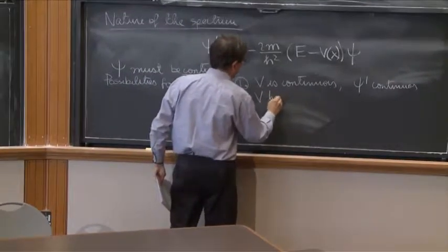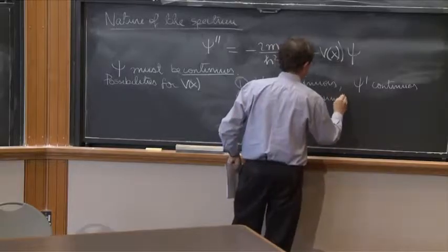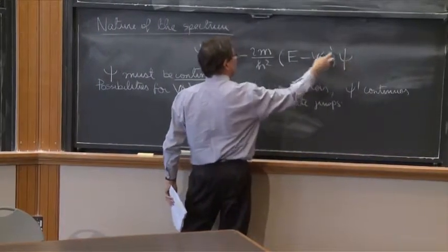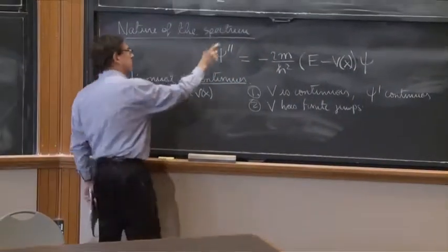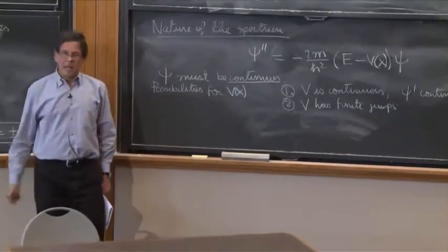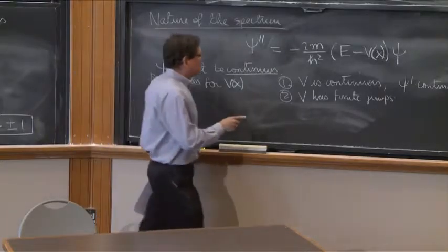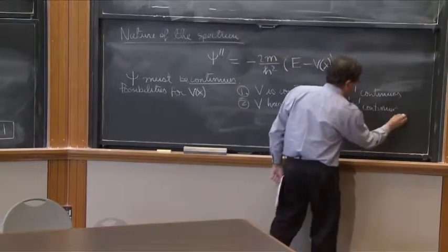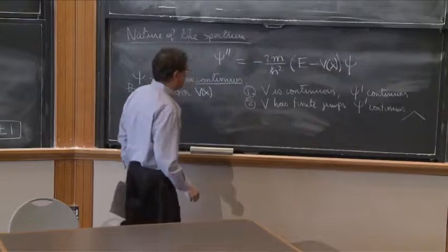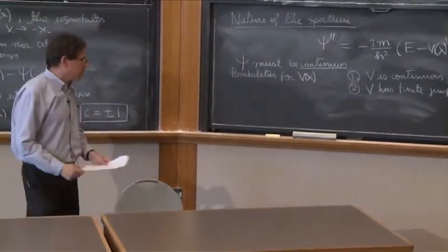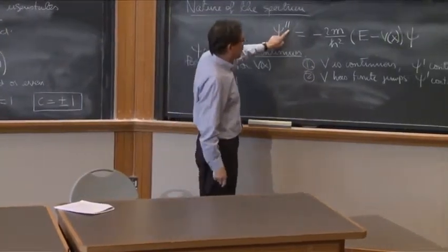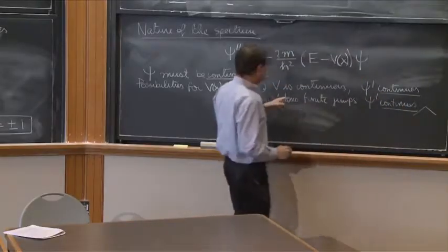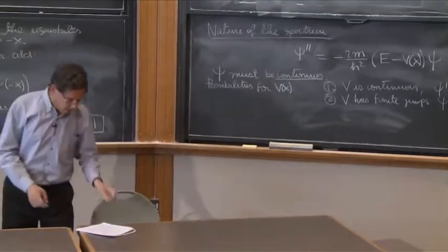Two, V has finite jumps. Well, if V has finite jumps and psi is continuous, this product has finite jumps. So psi double prime has finite jumps. If psi double prime has finite jumps, the worst is that psi prime still must be continuous, but it changes. Psi prime could look like that, could have a corner. But it cannot be worse than that, because if psi prime is not continuous, it would have delta functions. So for these two conditions, continuous or even finite jumps, psi prime is still continuous.